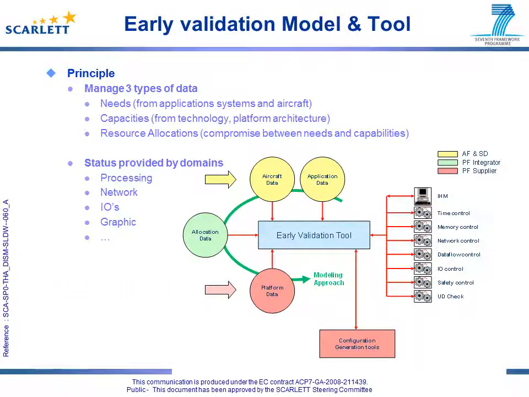Capabilities, coming from platform design or specifications: processing capability, memory sizing, I/O capabilities, network capabilities, etc. Resource allocations, resulting from a compromise between needs, capabilities and spare policy, potentially evolving during development process.